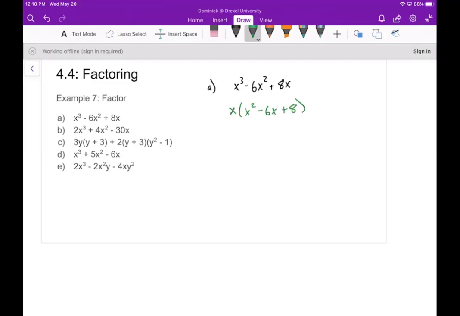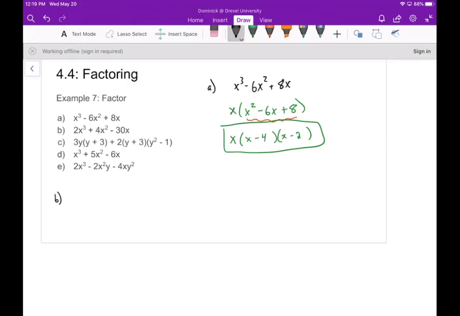Well, now this thing that's in parentheses here, I should be able to factor using what we talked about before. So this x is coming along. Now this x squared has a coefficient of 1, so we can just build our parentheses right here. And then it looks like I would need a minus 4 and a minus 2. All right, so that's part A.